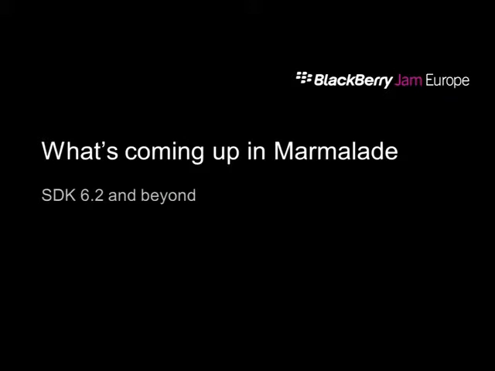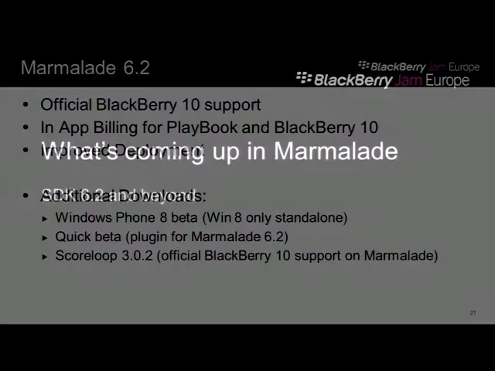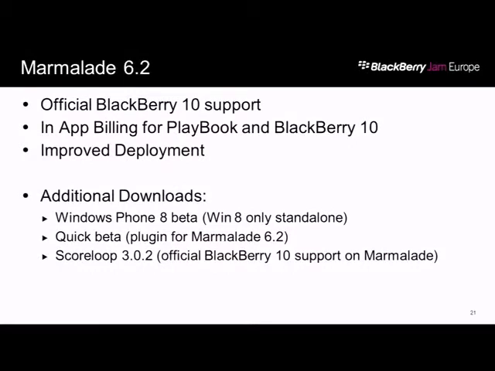I was just going to cover quickly what we're doing this year. So 6.2 had official BlackBerry 10 support. We added in-app billing for Playbook and BlackBerry 10, so you can now do payments on all the platforms we support. We've got our Windows Phone 8 beta SDK, which is a separate download because we didn't want to pollute the standard SDK with beta implementations that require whole new tool chains. It doesn't quite work in the normal Marmalade way yet, but essentially you can build GLES games and push them straight to Windows Phone with it. We'll have a release version of that pretty soon.